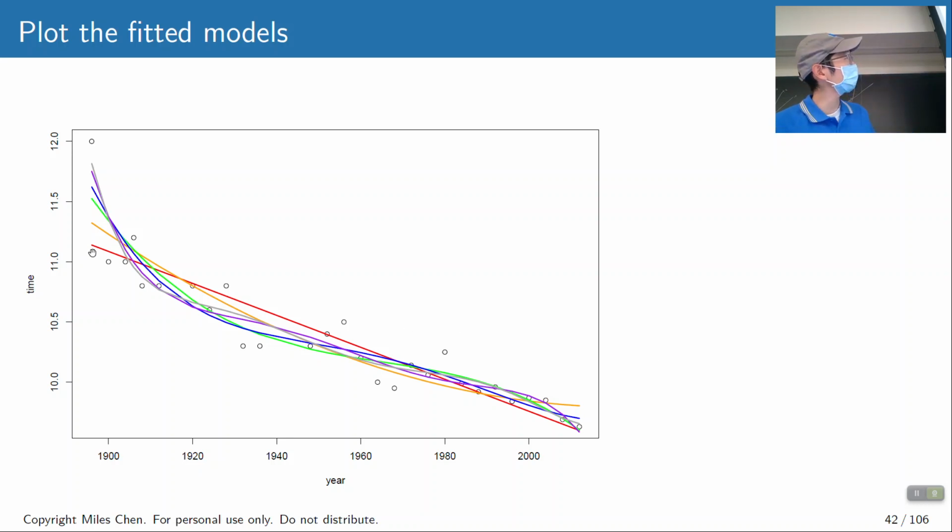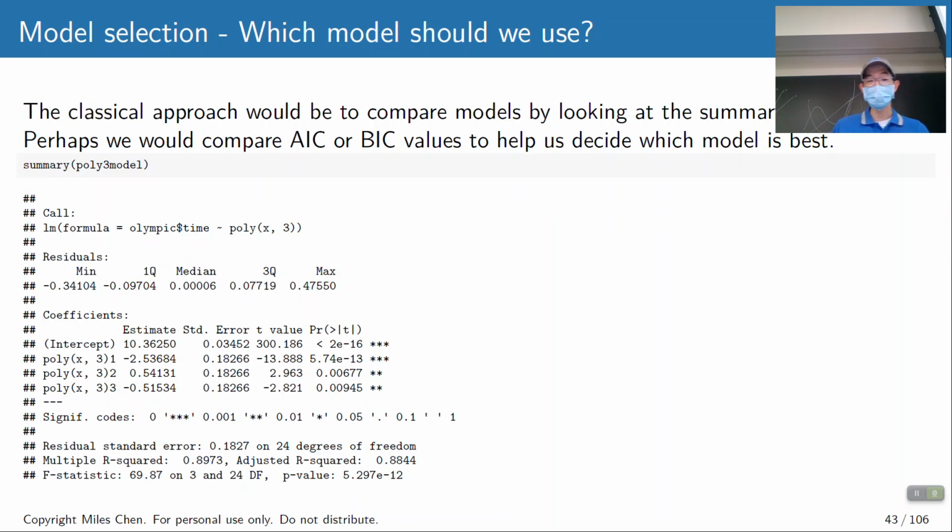So the linear fit is in red, and then we get quadratic in orange and cubic in third, fourth, fifth, and sixth order polynomials. We can see it's trying to fit the data, trying to minimize the squared residuals here. The question is which of these lines does the best job of predicting our values? Which model do we select?